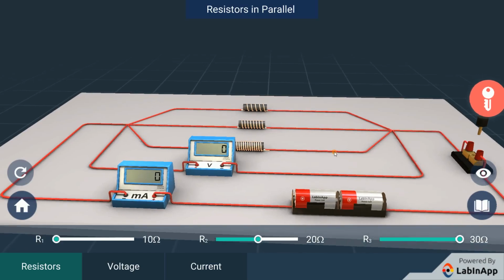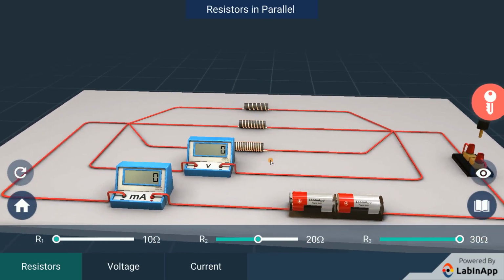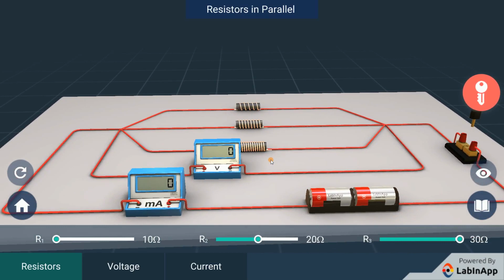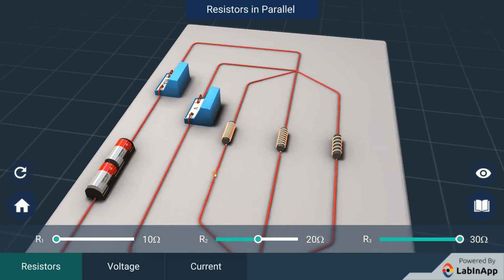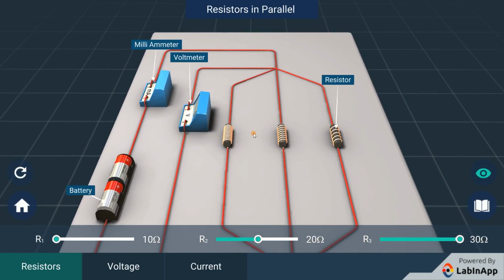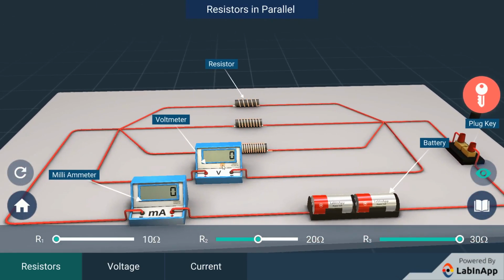When resistors are connected in parallel, what happens to the value of the voltage across each resistor and current through each of them? Let's find out through this activity.